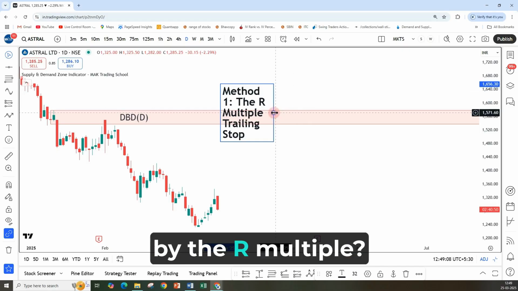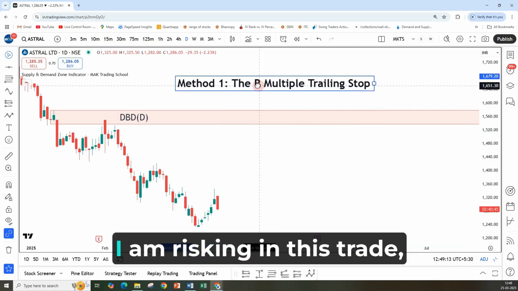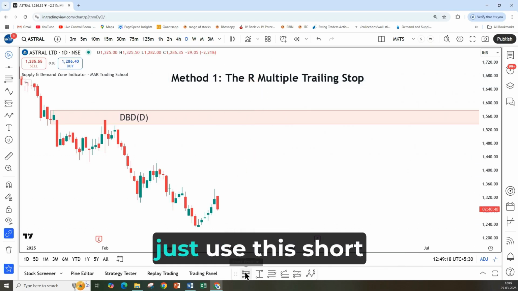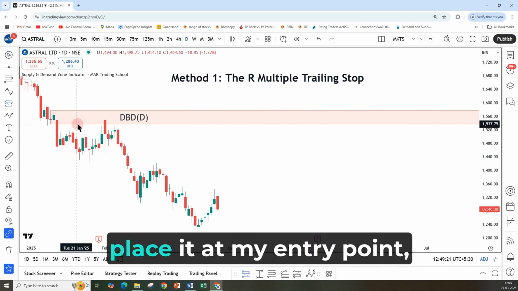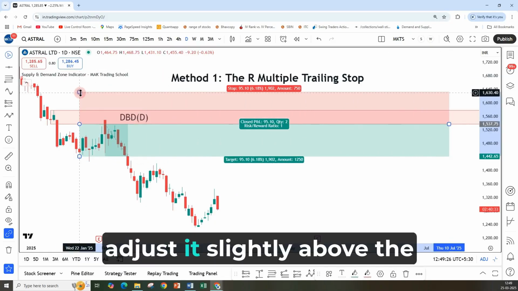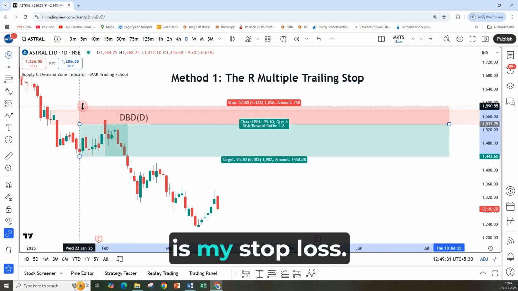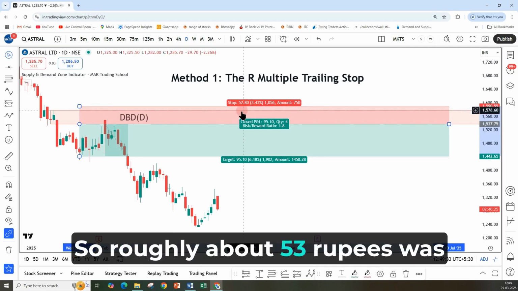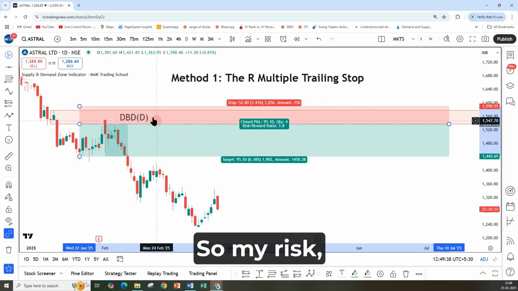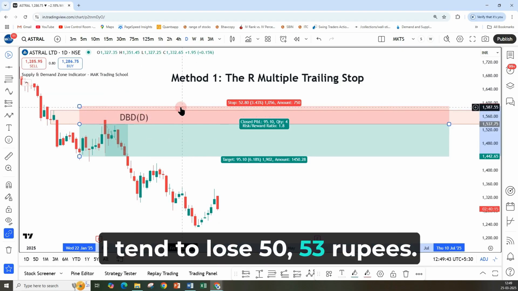So what do you mean by the R multiple? By R multiple, I mean how much I am risking in this trade. What is my risk? So let's calculate that. I'll just use this short position tool, place it at my entry point, adjust it slightly above the zone at the stopping point. So let's say around here is my stop loss. Roughly about 53 rupees was my stop loss for this trade. So my risk, if I take only one share and that goes against me, I tend to lose 53 rupees.